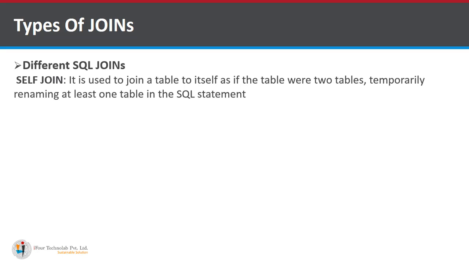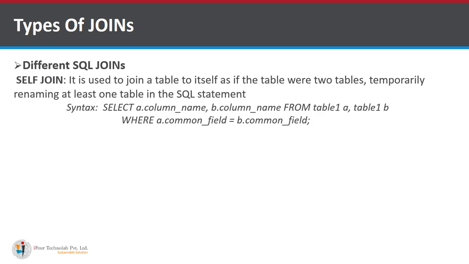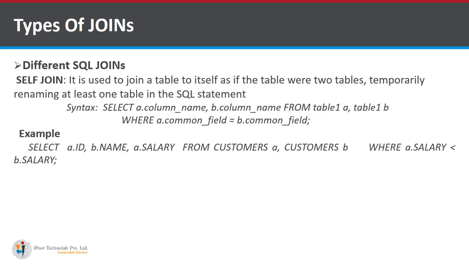Among the different SQL joins, we also have a self join. It is used to join a table to itself as if the table were two tables, temporarily renaming at least one table in the SQL statement. Here is the syntax for SQL self join. An example: suppose you have a customers table with ID, name and salary, and you want to give a self join. Then SELECT ID, name, salary FROM customers A, the first table, comma customers B, the second table, WHERE A.salary is less than B.salary. So here you can see that customers A will be a temporary table and customers B will be another, second temporary table. So we are comparing customers A with customers B.